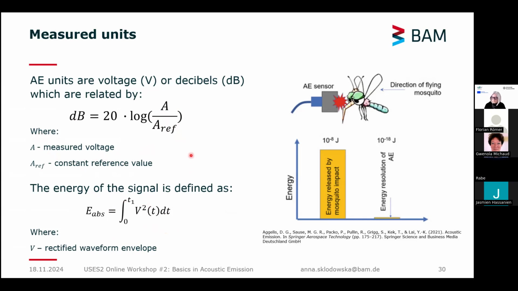I say that acoustic emission signals are weak, but to give you an idea of how weak: if a mosquito is flying directly on the surface of the acoustic emission sensor, this will still be on the order of 10 magnitudes more energetic a signal than what we are able to record during acoustic emission testing. So we can see that the method is very sensitive to very small energy signals.